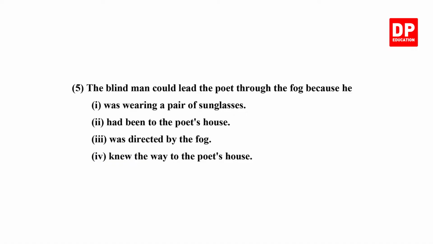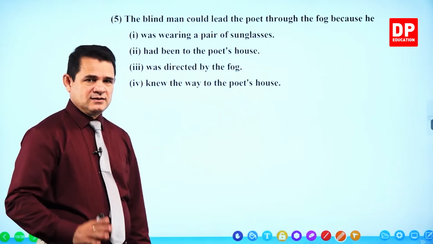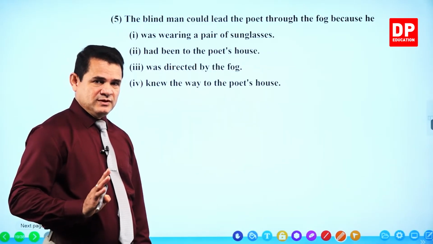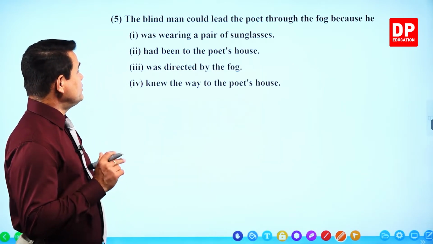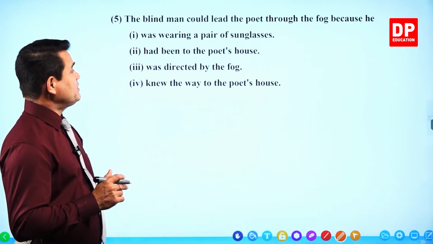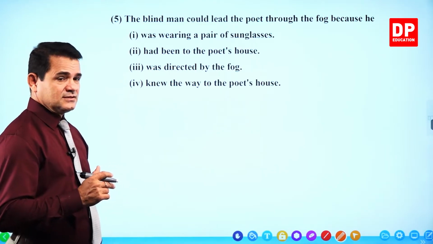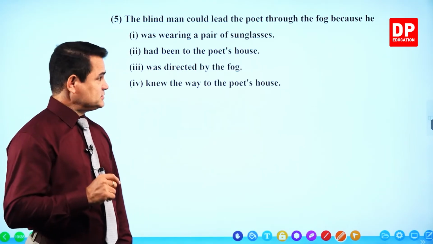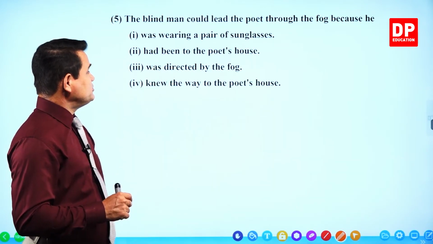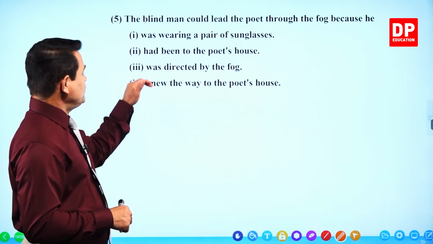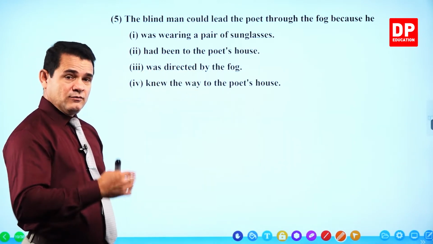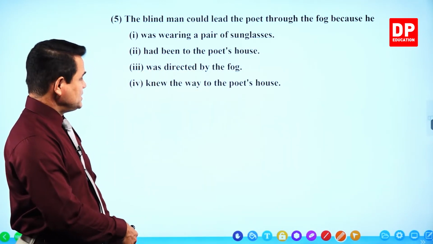The blind man could lead the poet through the fog because he was wearing a pair of sunglasses? Or had been to the poet's house? Or was directed by the fog?